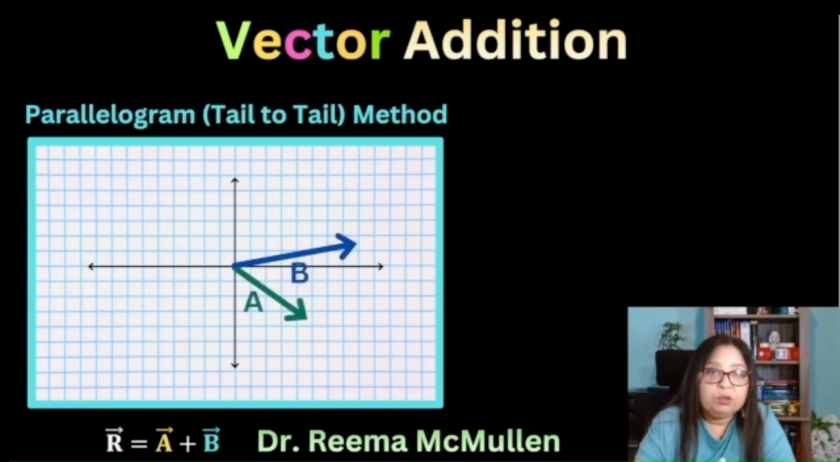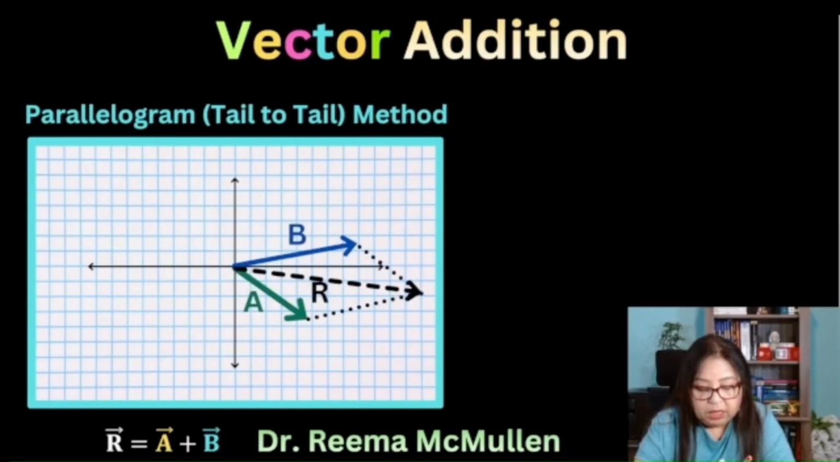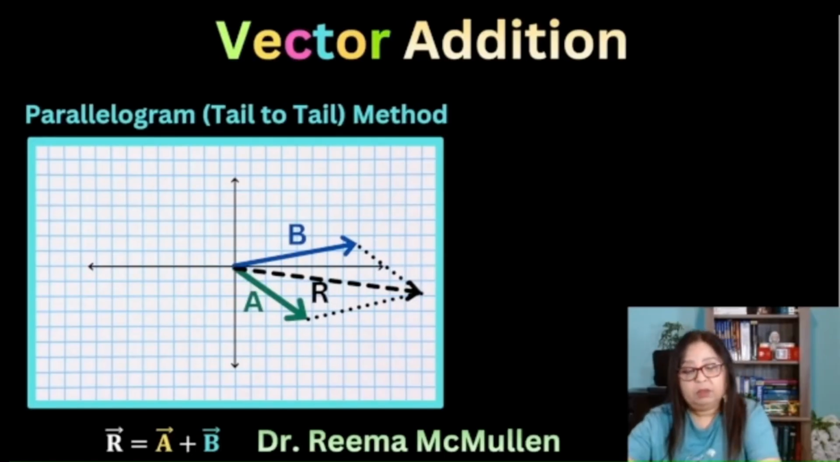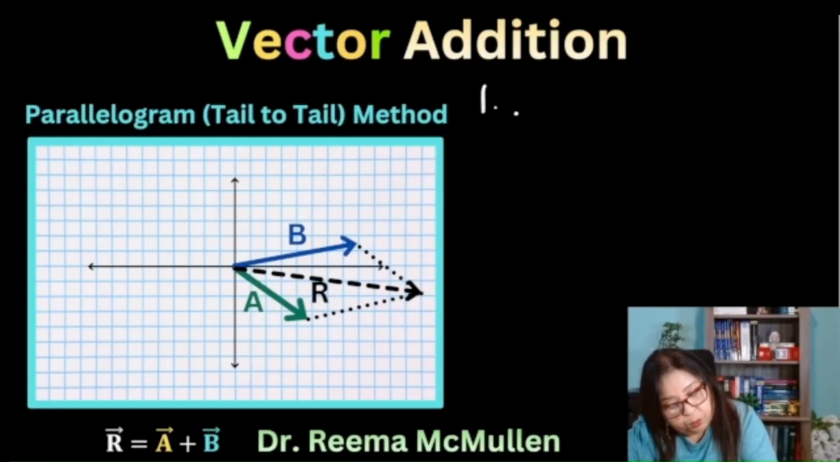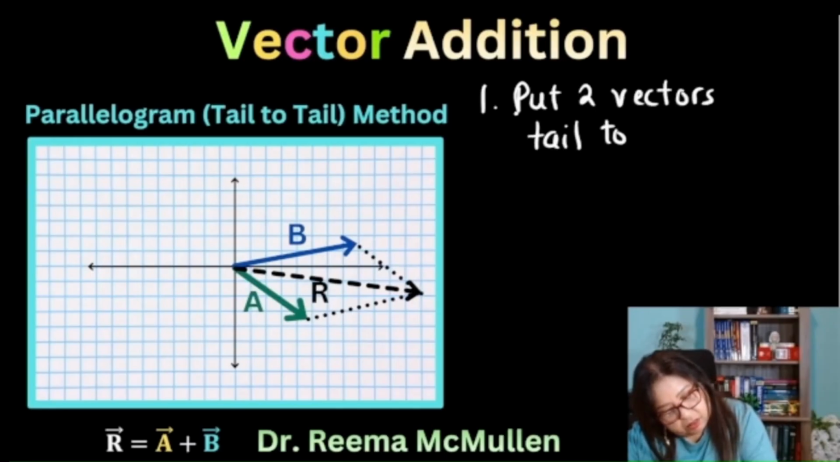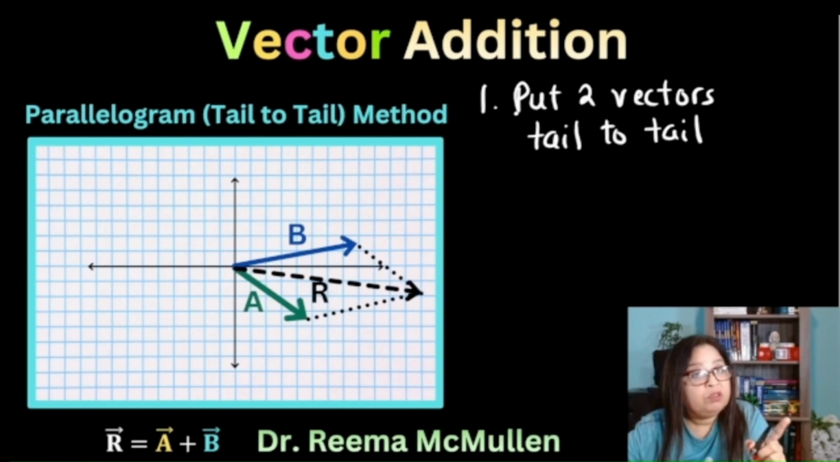Now, if you want, you could move it to the origin of the coordinate frame. Might make your life easier. And then complete your parallelogram and draw the resultant vector. So this was your parallelogram law of vector addition. What are you doing here? You put two vectors tail to tail. Do not change their angle. If you change the angle of the vector, it's not the same vector anymore. Then you have changed the vector.